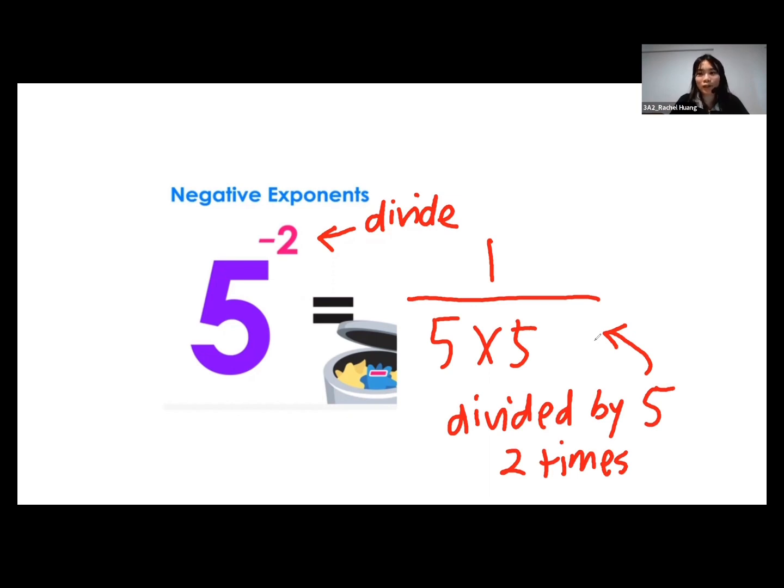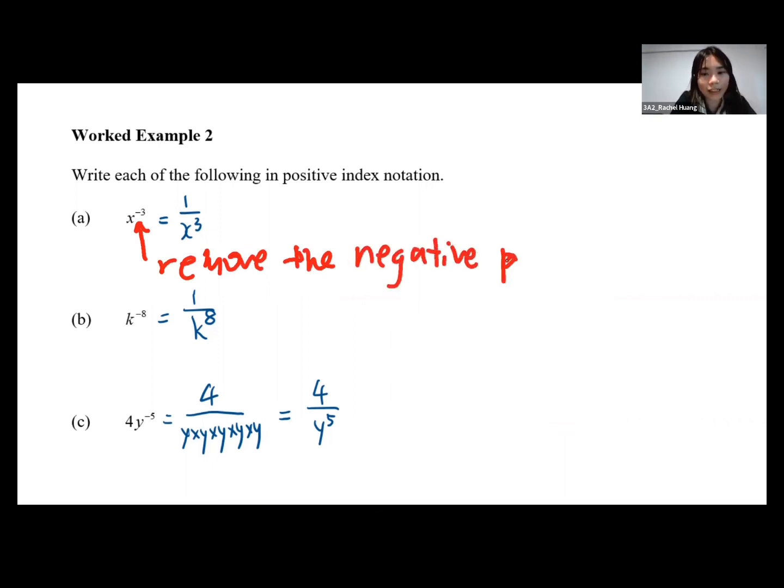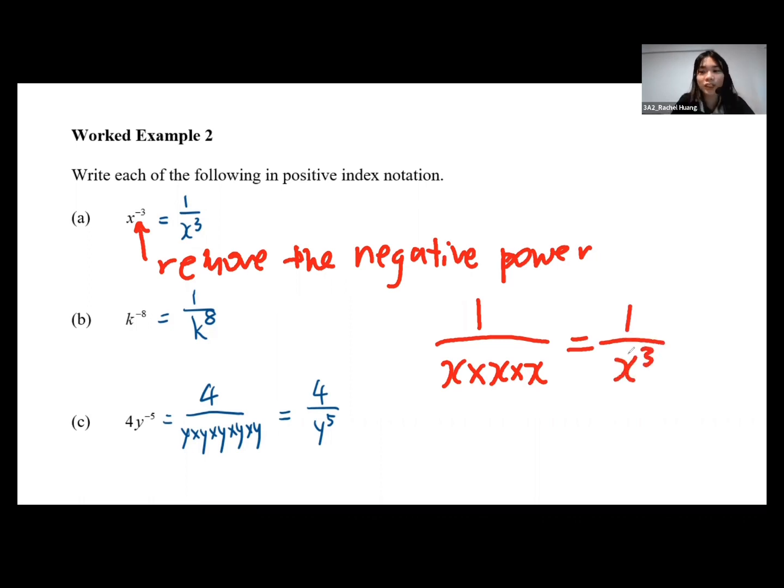Now, how are we going to do questions with negative and positive powers? For questions with negative powers, what you'll realize is that when I divide by x 3 times, I can get rid of the negative, right? Remove the negative power, and then it will become a positive power at the denominator. In other words, if let's say I have a negative 3 as a power, it will be the same as 1 over x times x times x, because we divide by x 3 times, and that would equal 1 over x to the power 3, right?